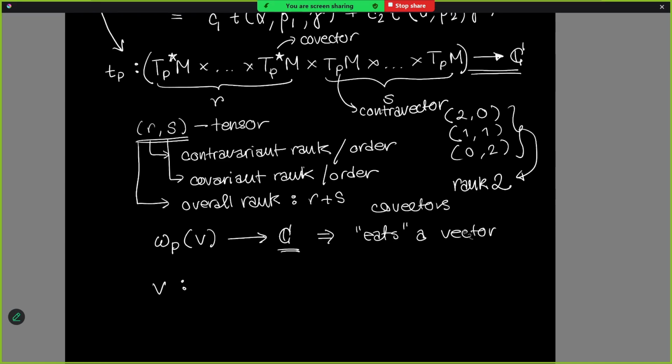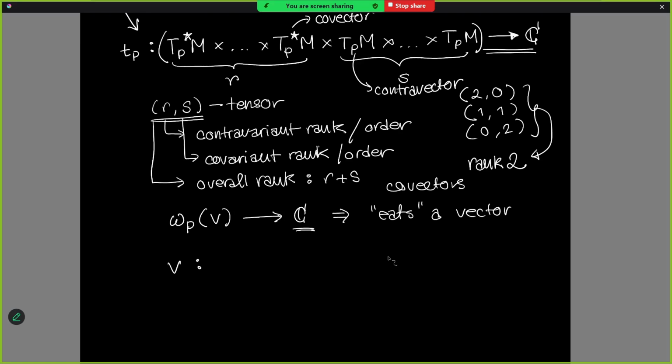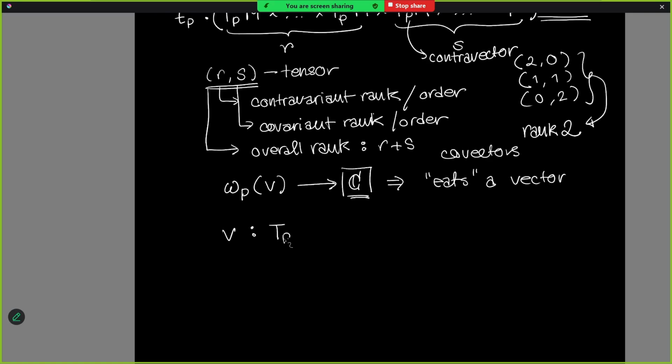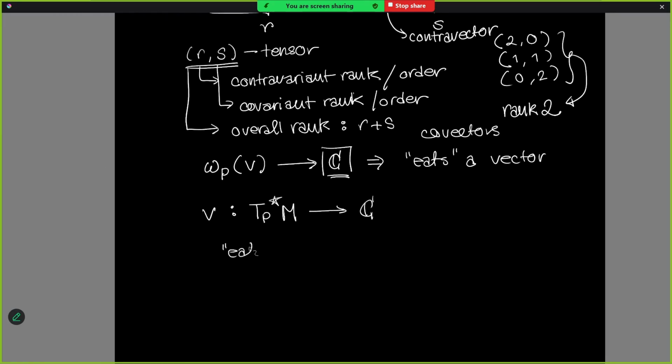This might be very physics brained, but I think of vectors and covectors as particles and antiparticles. When they come together, they annihilate, and when they annihilate, they produce a member of the field. So just like how a covector can eat a vector to produce a complex number, a vector can also be thought of as something that maps something from T_p star M to C, and so it would eat a covector and spit out a scalar.